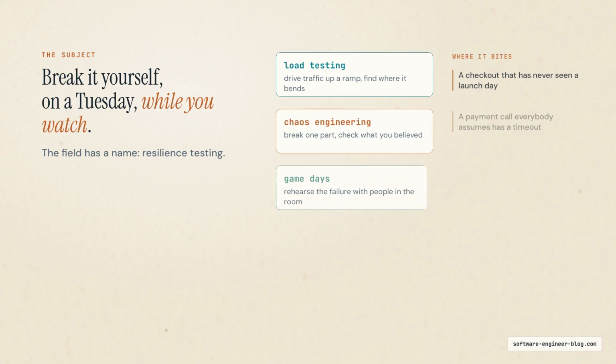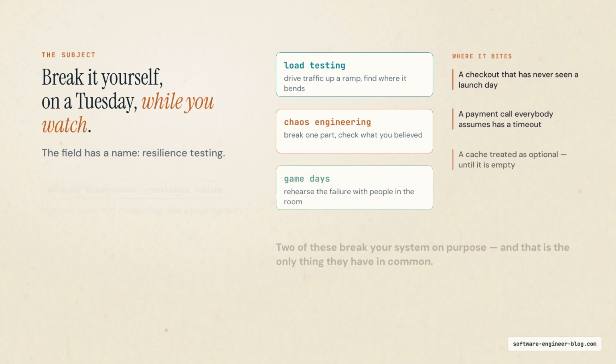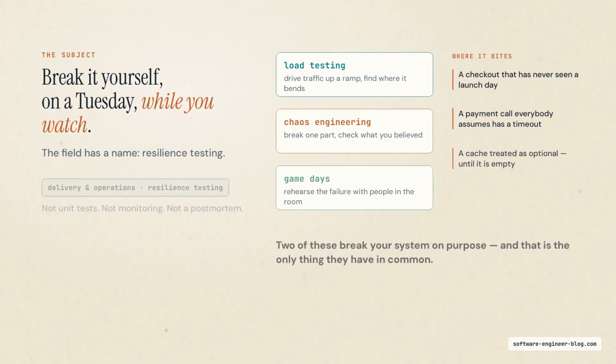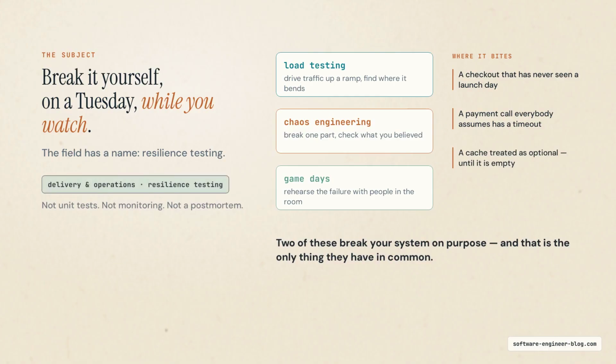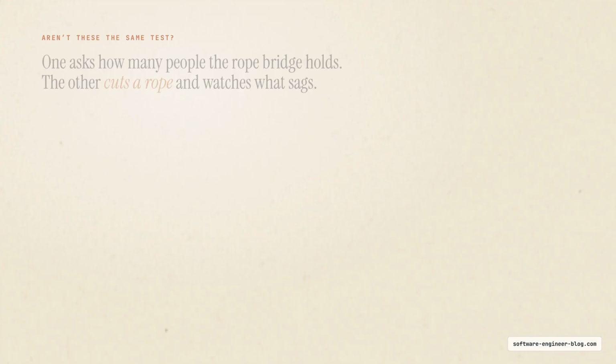Now, what it is not. This is not unit tests, which check that your code is correct. It is not monitoring, which only watches. And it is not a post-mortem, which happens afterwards when it is already too late. Today is about the first 2, because they get confused with each other constantly. So, are these not just the same test? Both of them break something on purpose.